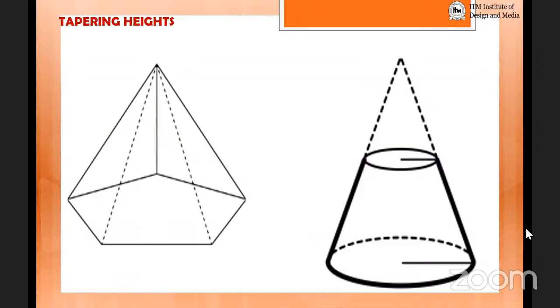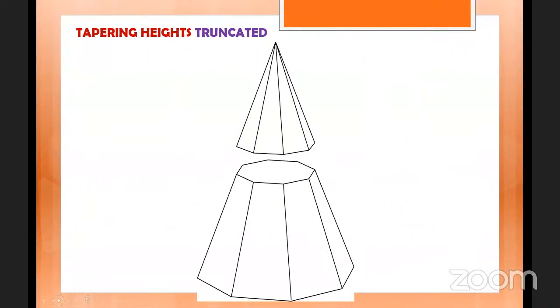So pyramids and cones. And then what you can do, you can cut the top of the pyramid. So these are truncated shapes. Truncated means cut. So we are moving ahead and creating more and more forms. From a simple form, we are getting more different kinds of forms.